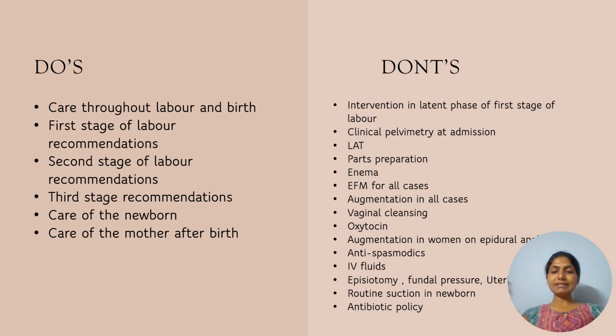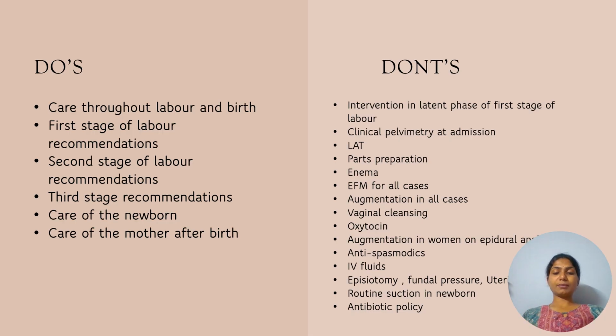Only if the power is less, that is the uterine contractions are less, then we can augment labor, and there is no need of routine use of antispasmodics for progress of labor. There is no need of IV fluids whenever there is any suspicious FHR. So these are the very important first stage recommendations. What are the second stage recommendations?